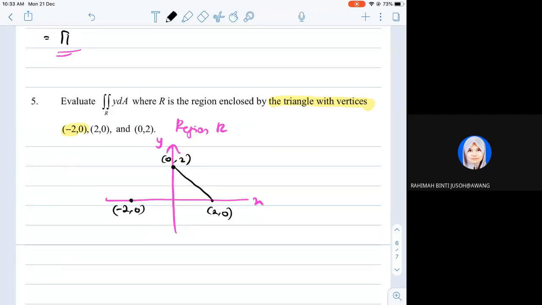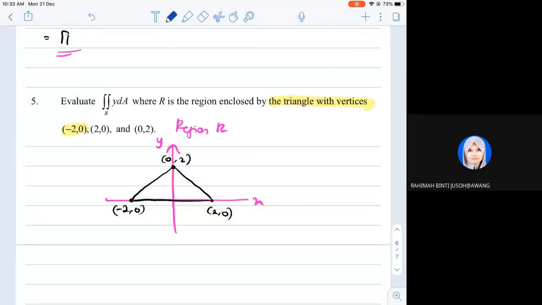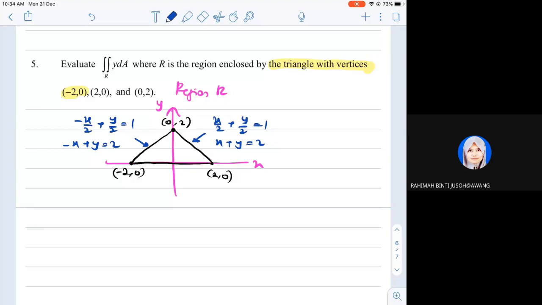So we have this line, triangle. Okay, so of course, if you use intercept form, this line is represented as -x/2 plus y/2 equals to 1, isn't it? So basically, this is equivalent to -x plus y equals to 2. And then for this line, we have all the values positive. So x/2 plus y/2 equals to 1. So x plus y equals to 2. All right. So now, guys, this is your region.